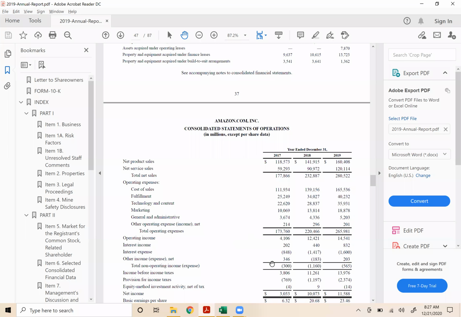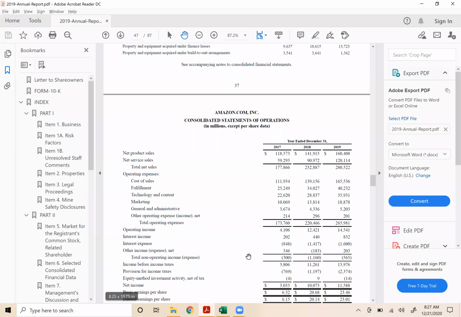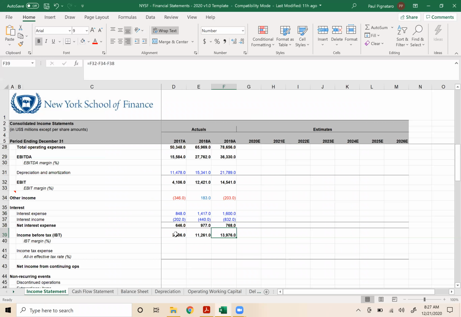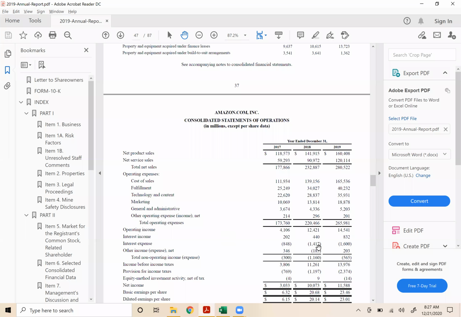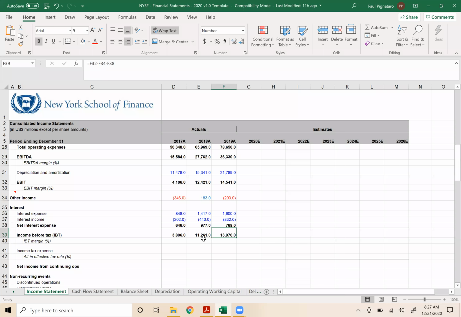And guess what? This should match. Here's your income before income taxes, 3806, 3806. The numbers match. Good. That is proof. It is proof that I'm still including every number. I'm just reorganizing it as an analyst would.